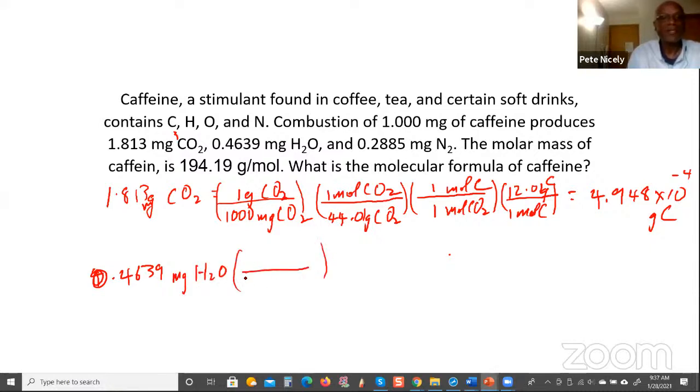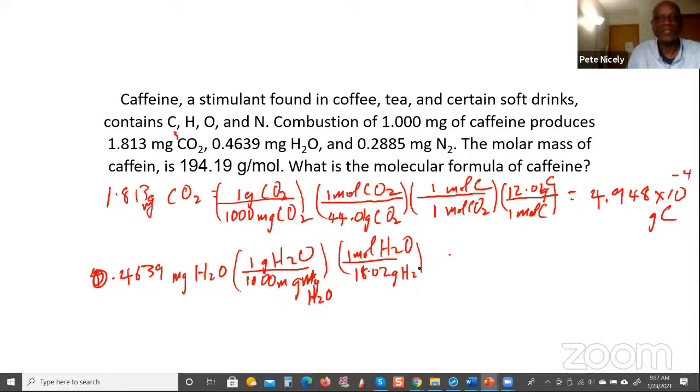So we're going to have 1,000 milligrams of water down here, 1 gram of H2O down here. And then here, we're going to convert from 1 mole of water above here, and the molar mass of water will be down here, which will be 18.02 grams of H2O, all right? So we're converting from grams to moles of water.